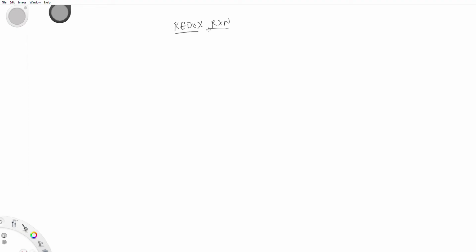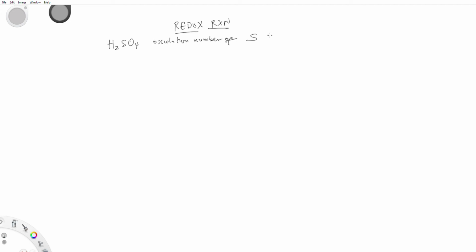How to calculate the oxidation number of an element in a compound. Let's take, for example, H2SO4. What is the oxidation number of sulfur in this compound? It's actually simple.